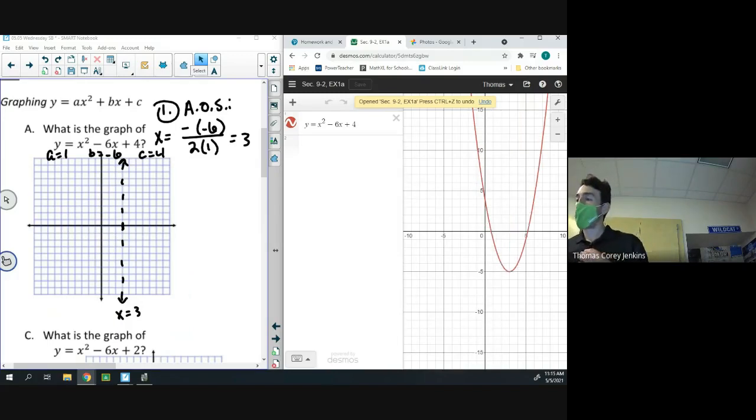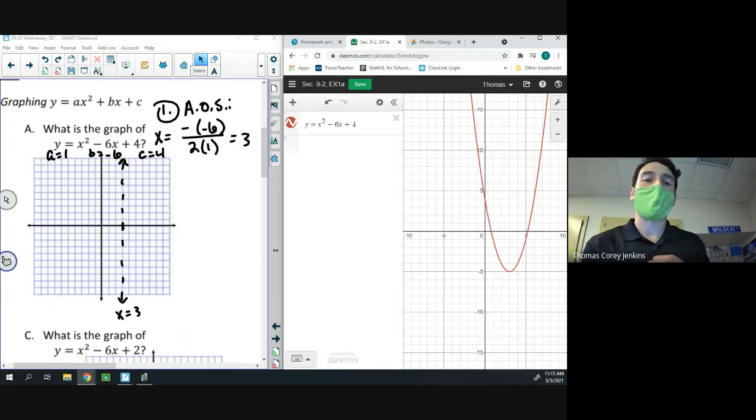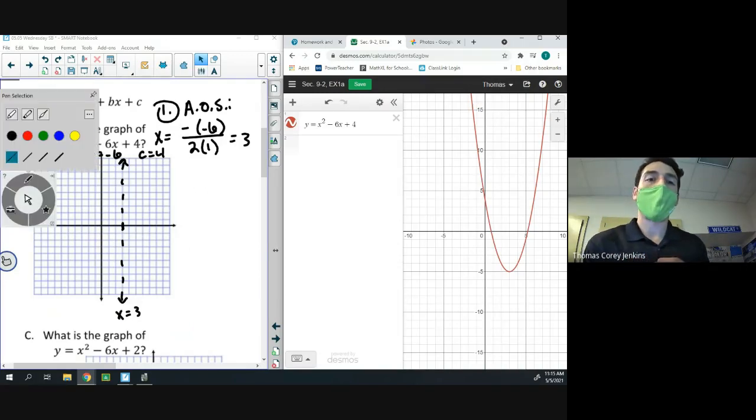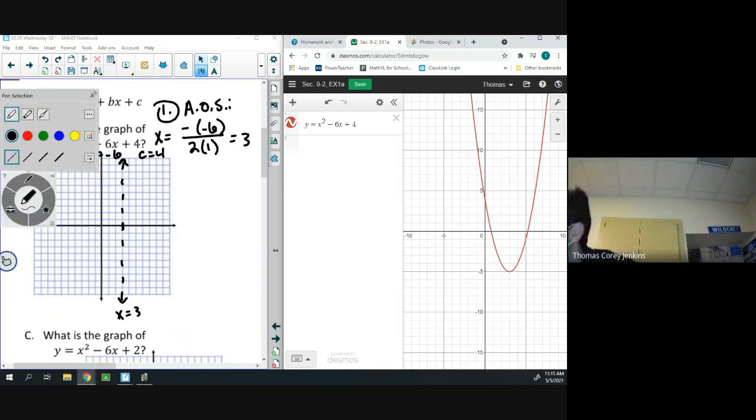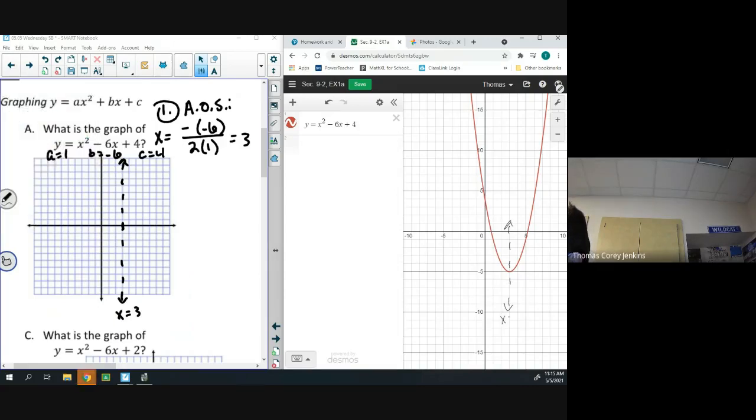Zoom in a little bit. All right, so I can see that at least my axis of symmetry appears to be correct. Looking at my graph, here's x equals 3, right? Kind of drawing my line right down the middle. And again, we can see that symmetry on both sides of my axis of symmetry, okay?